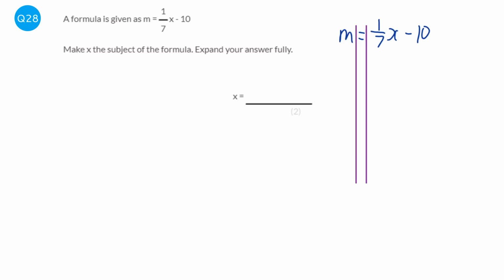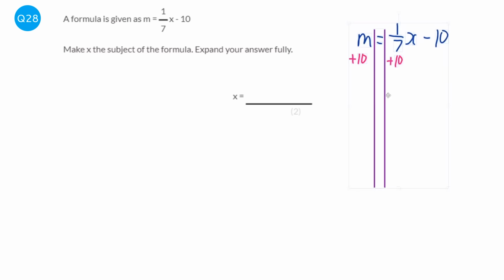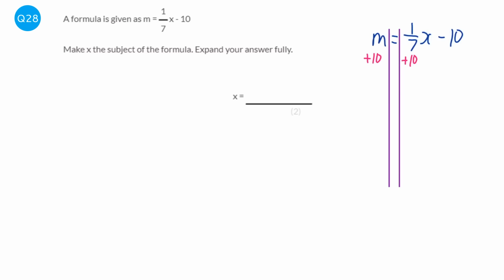Okay, we're asked to make x the subject, so we're going to first of all add 10 to both sides. In fact, I'm just going to move all this over a little bit so I've got a bit more space. Okay, so we're left with m plus 10 on the left hand side, and we've got 1/7 x on the right hand side. Now to get rid of the 1/7, what I can do is just times both sides by 7.